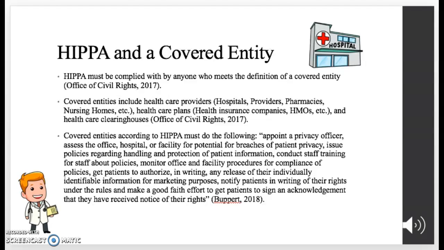They must appoint a privacy officer, assess the office, hospital, or facility for potential breaches of patient safety, issue policies regarding handling and protection of patient information, conduct training for staff about policies, monitor office and facility procedures for compliance of policies, get patients to authorize in writing any release of their individually identifiable information for marketing purposes, notify patients in writing of their rights under the rules, and make a good faith effort to get patients to sign an acknowledgement that they have received notice of their rights.